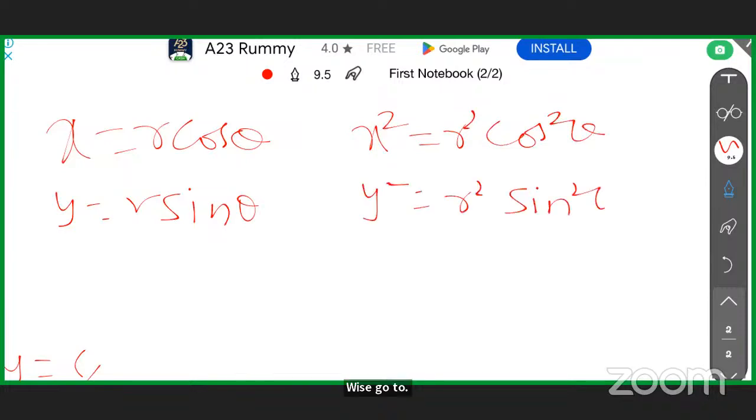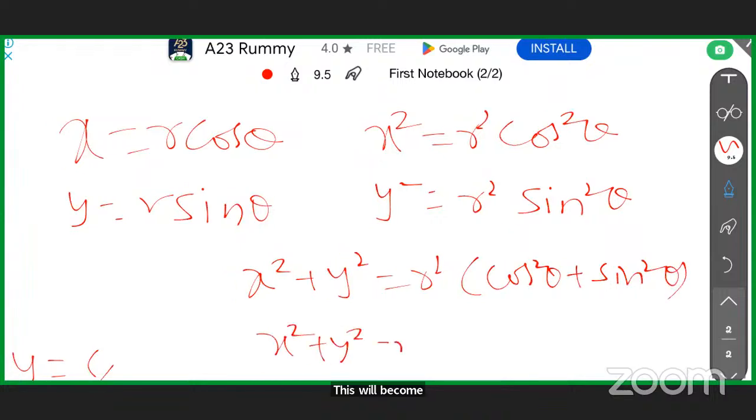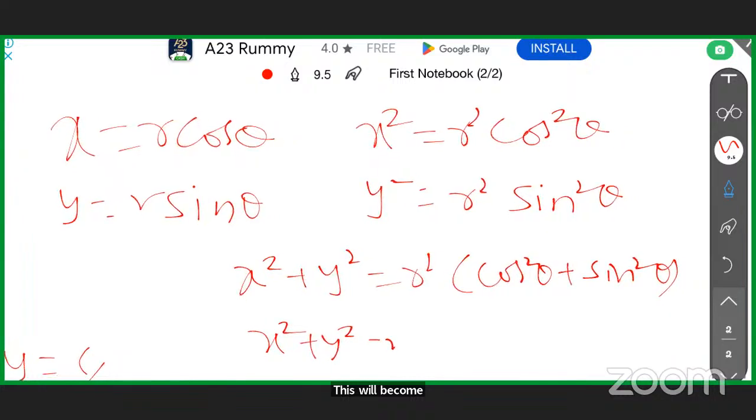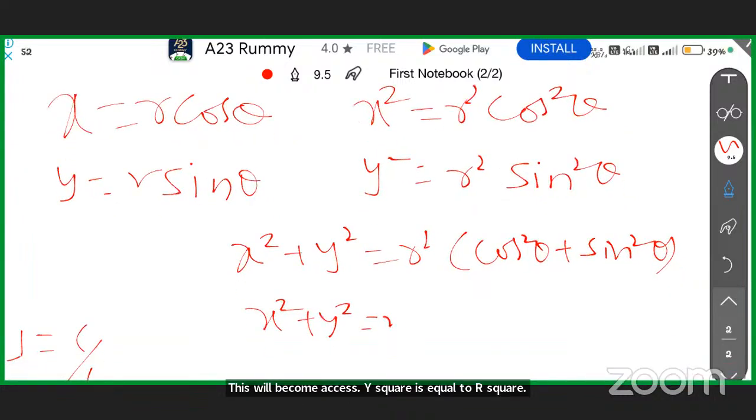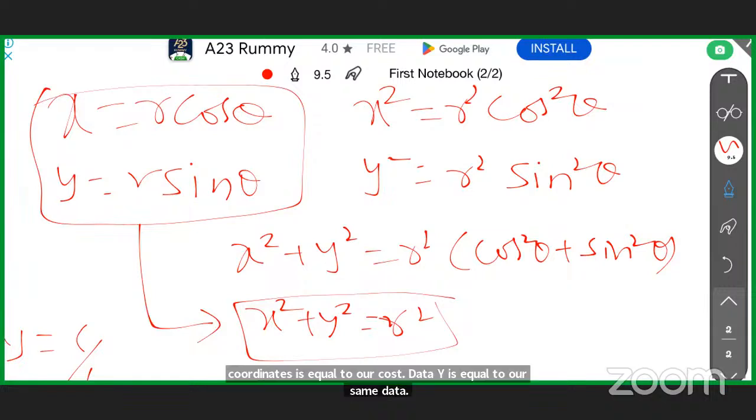Now add left hand side with left hand side, right hand side with right hand side. It will become x square plus y square is equal to r square times cos square theta plus sin square theta. This will become x square plus y square is equal to r square. This is the equation. From these coordinates, I am getting the equation of a circle. Therefore, these coordinates x is equal to r cos theta, y is equal to r sin theta are called the parametric equation of the circle.